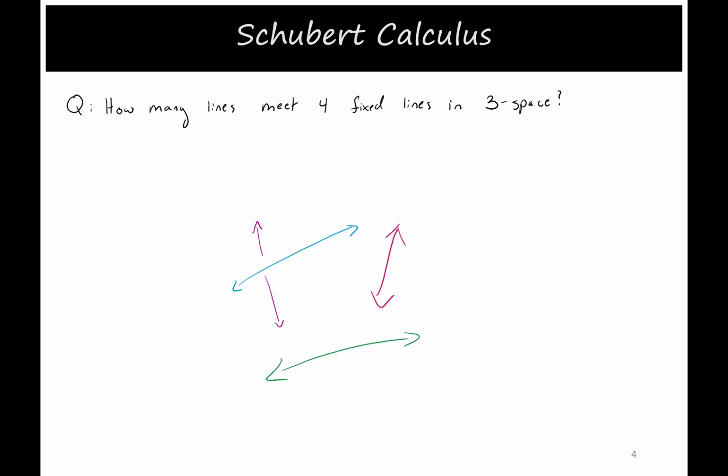Or you're all Schubert calculus experts. It's okay to guess and be wrong. I mean, we're mathematicians. Anyone? Yeah, random fixed lines.